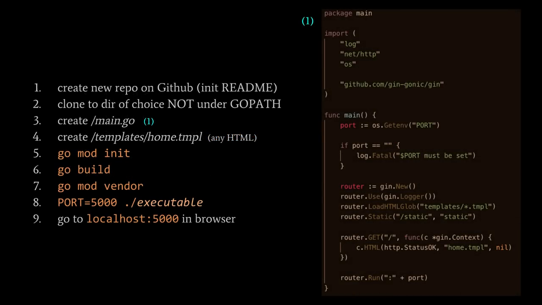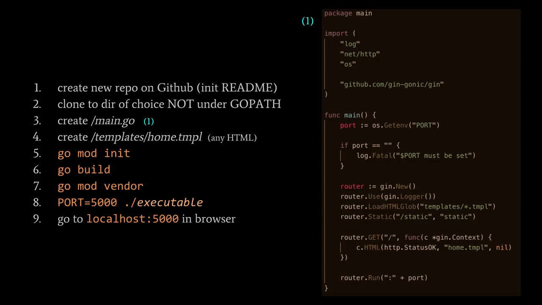Once we have everything installed, we want to get a simple Go web app written with the Gin framework running on a local system. So if you haven't already, for your new project, create the new repo on GitHub, make sure to check the box to init the README, and then clone from GitHub to your directory of choice. And because we're using Go modules, you don't have to put the directory under the GOPATH. In fact, I would recommend you put it just elsewhere.